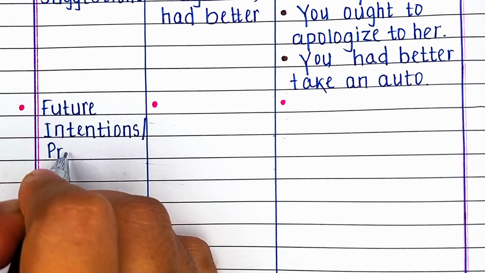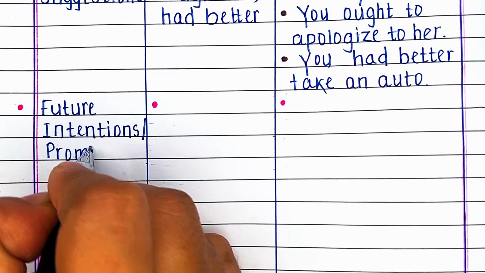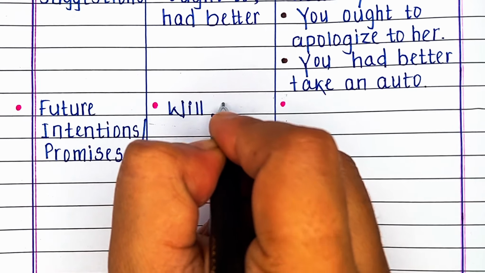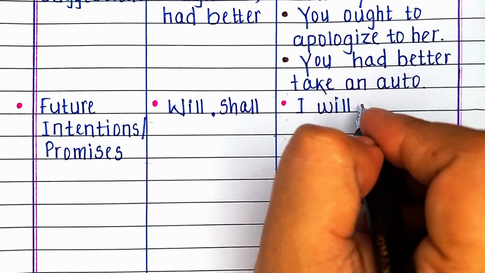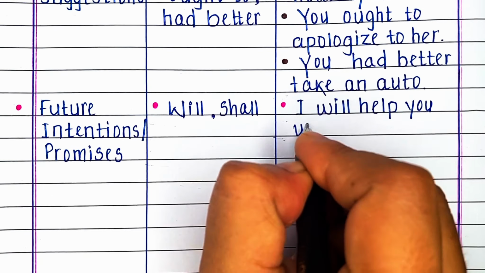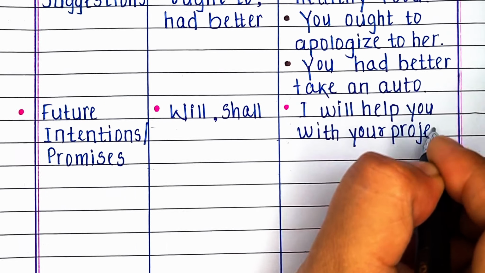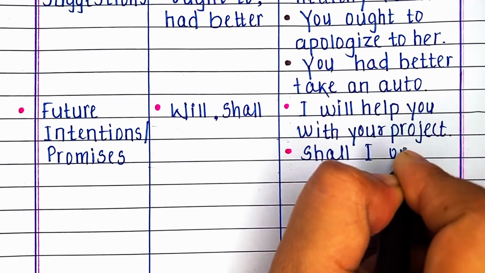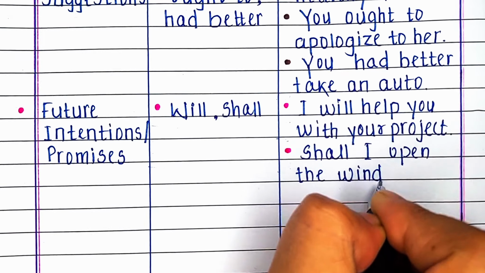Next function of modal verb is future intentions or promises. Modal verbs are will and shall. First is will. Example is I will help you with your project. Here help is the main verb and will is the auxiliary verb. Next is shall. Shall I open the window? Here open is the main verb and shall is the auxiliary or modal verb.